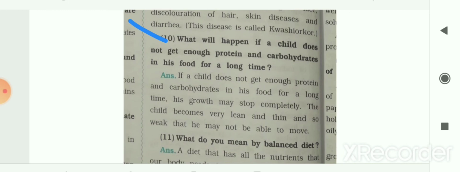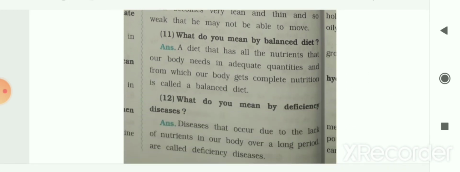The next question, what will happen if a child does not get enough protein and carbohydrates in his food for a long time? So, if a child does not get enough protein and carbohydrates in his food for a long time, his growth may stop completely. The child becomes very lean and thin and so weak that he may not be able to move.